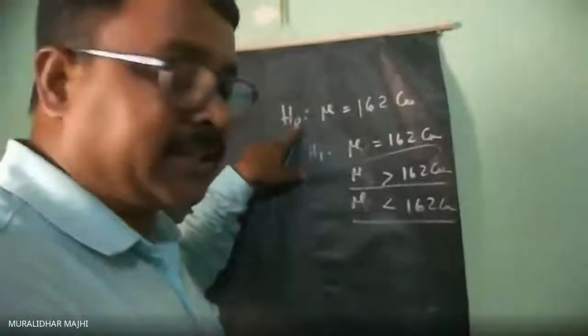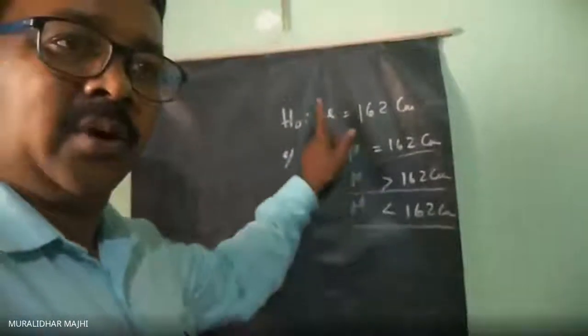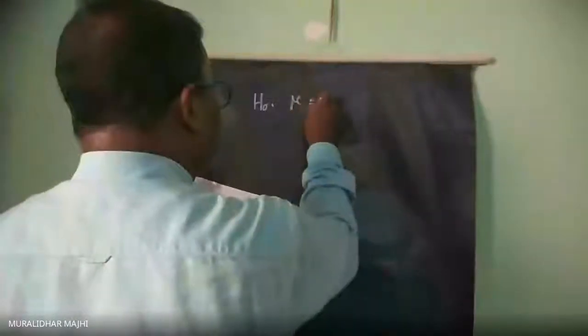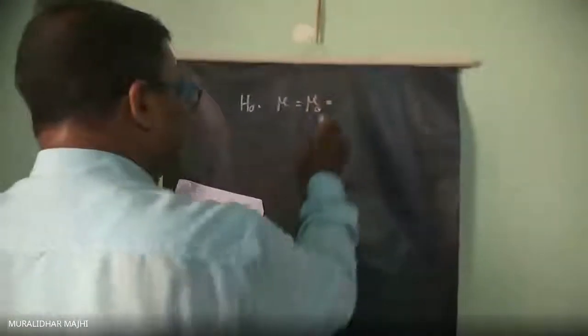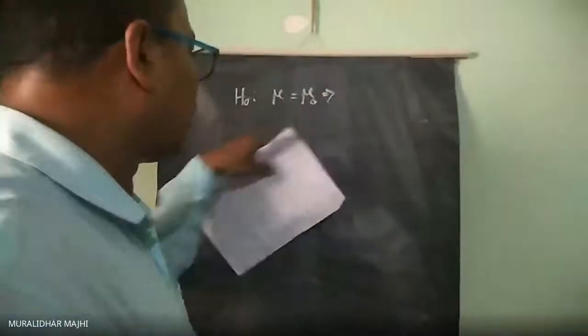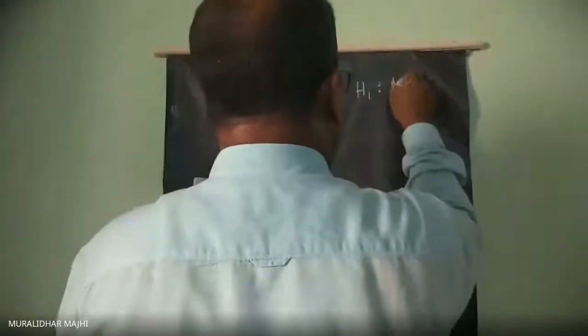Okay. Then, what is the relationship between the null hypothesis and alternative hypothesis? I told you how we can write down the null hypothesis and alternative hypothesis. Then we have to see the relation between them. Be careful about this, dear student. If mu is equal to mu zero is the null hypothesis, then the alternative hypothesis will be mu not equal to mu zero.